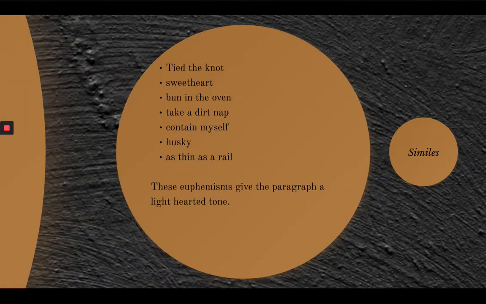So a few of the euphemisms in that paragraph were tied the knot, which means to get married, sweetheart, which means boyfriend or husband, bun in the oven, which means pregnant, take a dirt nap, which means they die, contain myself, which means she's just really excited, husky means fat, and as thin as a rail means skinny. These euphemisms give the paragraph a light-hearted tone.